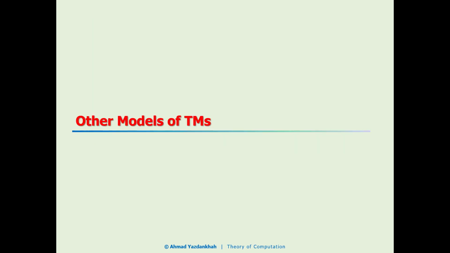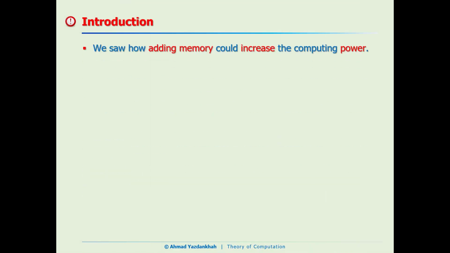Other models of Turing machines? Let's see what they are. We have witnessed so far that adding memory could increase the computing power a lot. In PDAs, we added a stack, and we noticed how powerful that stack was with respect to DFAs. Then we added read-write memory to Turing machines, and we noticed how much power this read-write memory added to the machine.